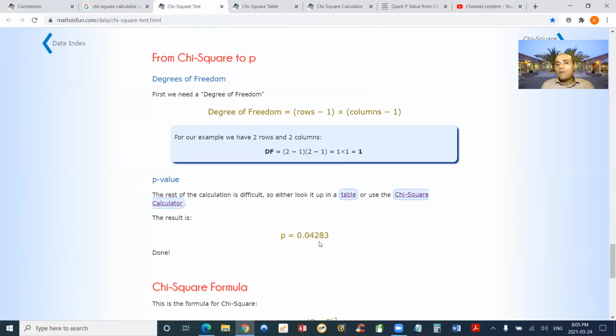Hopefully that's what we have, 0.04283. So there is a slight calculation error, or perhaps this possibly is just a typo when they wanted to put it on the website.